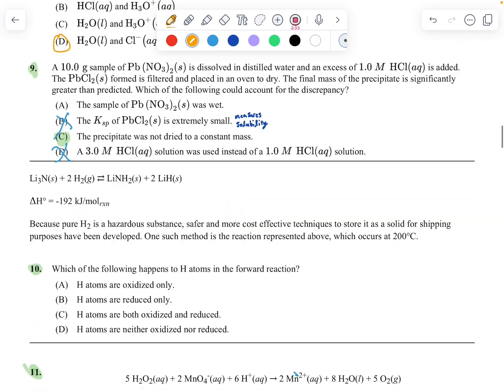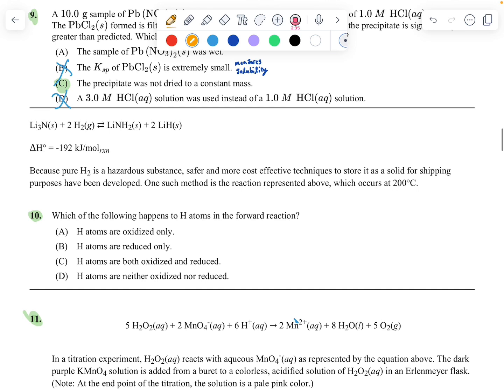Okay, let's look at this question. So we have a reaction between lithium nitride and some H2O. It also gives us our delta H, but we don't really need that right now. Because pure H2 is a hazardous substance, safer and more cost-effective techniques to store it as a solid for shipping purposes have been developed. One such method is the reaction represented above, which occurs at 200 degrees Celsius. So which of the following happens to H atoms in the forward reaction?